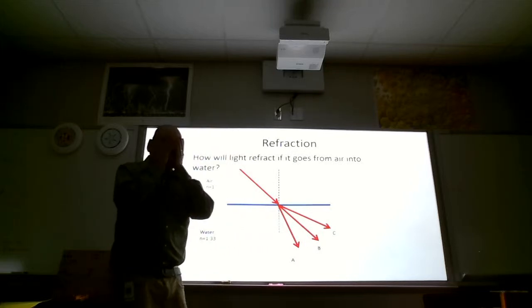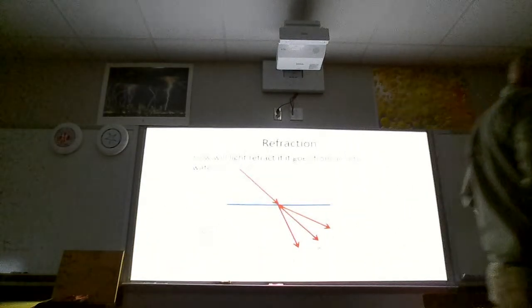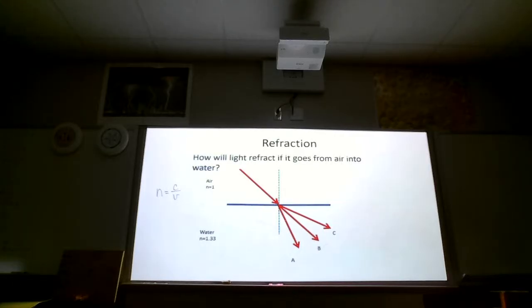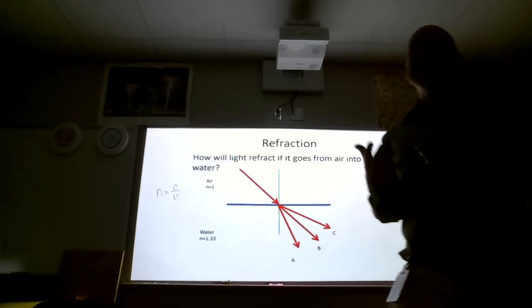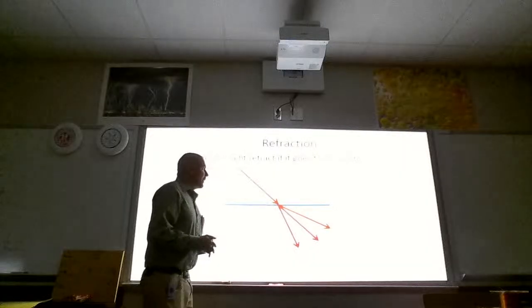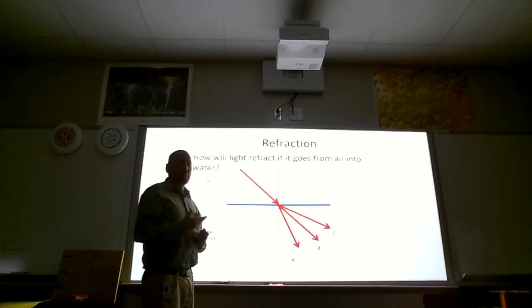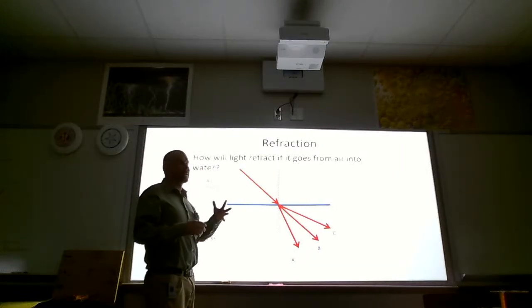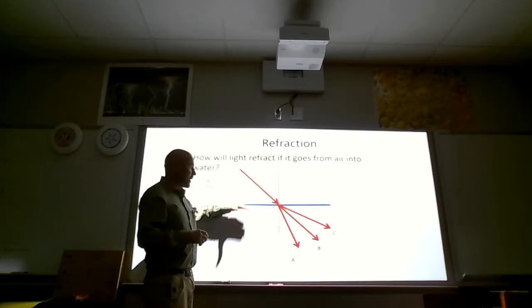When I was in your shoes, I was good with the fact that light slows down and speeds up when it changes medium. But why does it have to change direction? When I'm in a car and I hit the brakes or hit the gas, I don't change direction. Why does changing speed mean changing direction? Good question. The answer is light is a wave. Refraction is a consequence of a wave changing mediums.